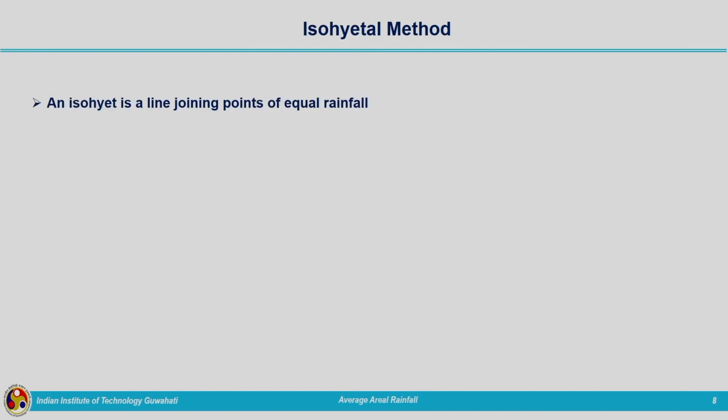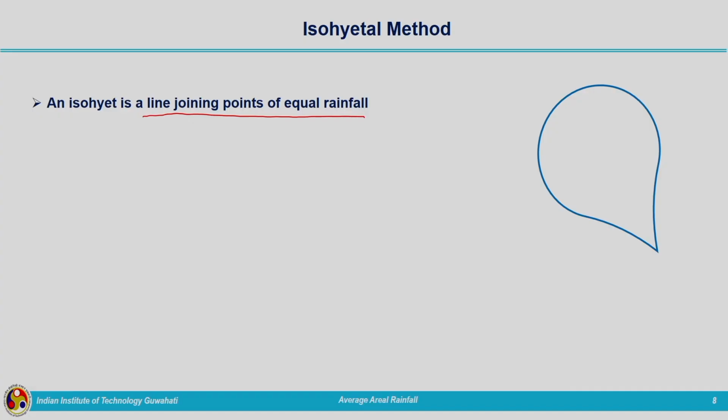Next method is the isoheightal method, that is the third method. What is an isoheight? Isoheight is a line joining points of equal rainfall. For example, you might have done the course of surveying as a basic civil engineering course. In that course, you might have studied the line joining points of equal elevation, contours you have drawn. In the similar way, isoheight is a line joining points of equal rainfall.